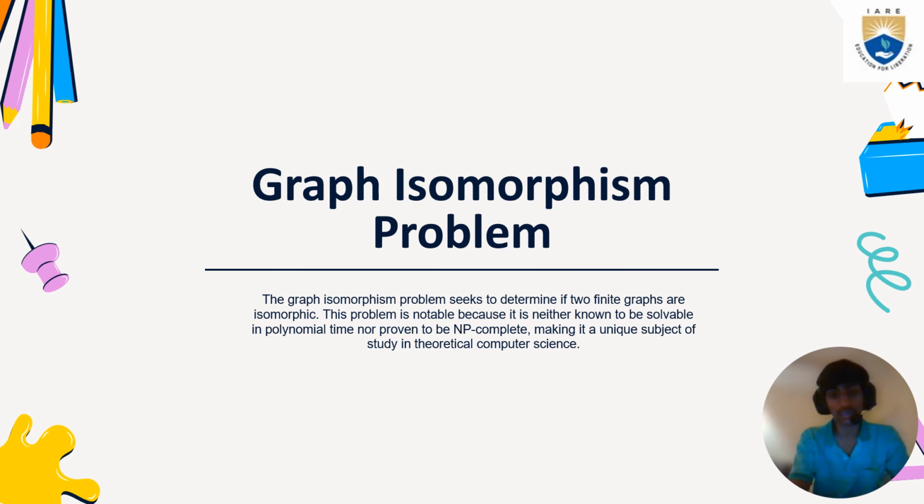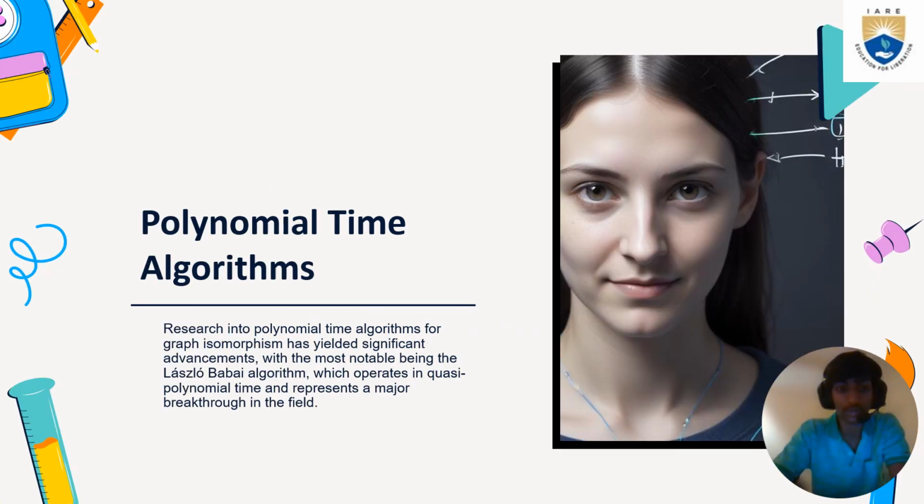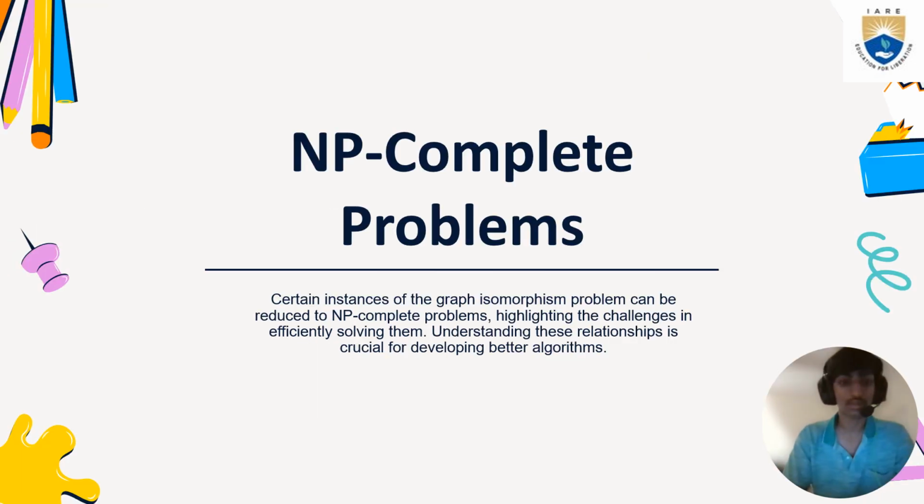Algorithms and complexity: the graph isomorphism problem seeks to determine if two finite graphs are isomorphic. The problem is notable because it is neither known to be solvable in polynomial time nor proven to be NP-complete, making it a unique subject of study in theoretical computer science. Research into polynomial time algorithms for graph isomorphism has yielded significant advancements, the most notable being the Laszlo Babai algorithm, which operates in quasi-polynomial time and represents a major breakthrough in the field. Certain instances of the graph isomorphism problem can be related to NP-complete problems, highlighting a relation crucial for developing better algorithms.